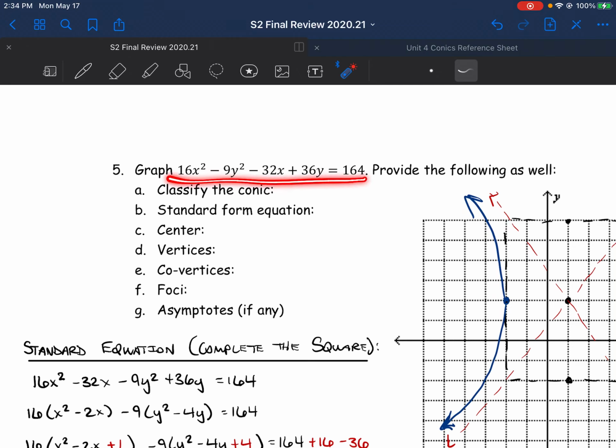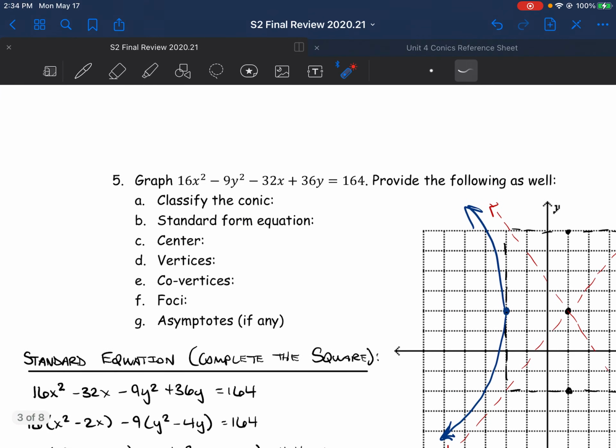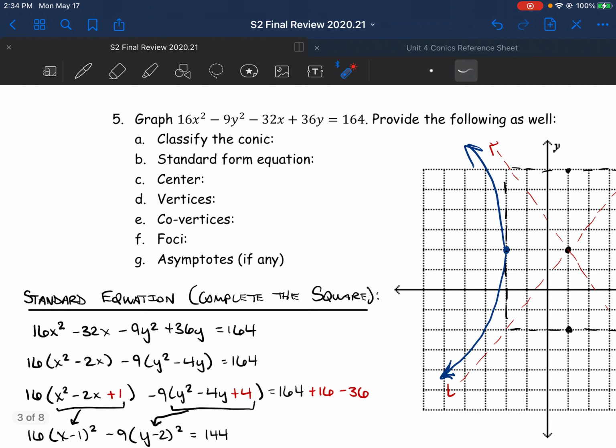So we take 16x squared minus 9y squared minus 32x plus 36y equals 164, this whole mess, and let's use completing the square. First things first, when we do completing the square, we like to group the x variables and the y variables together, and you usually want to start with the squared term that's positive. So 16x squared is positive, 9y squared is negative, so I'm going to start by collecting the x variables, and then I'll collect the y variables.